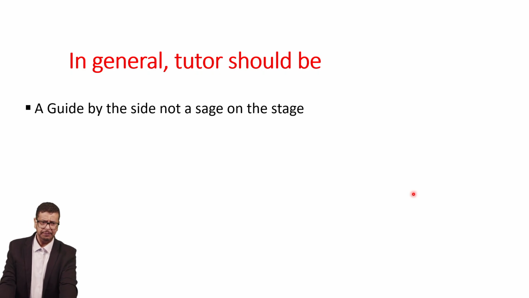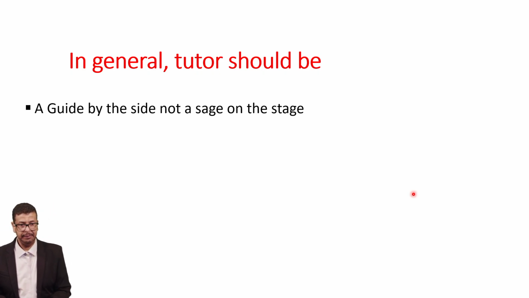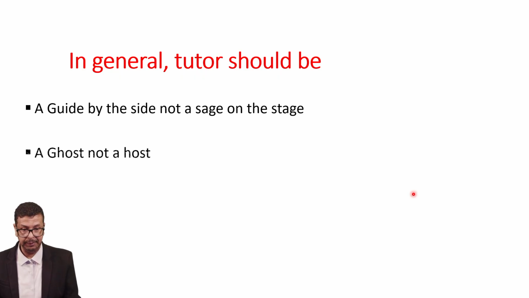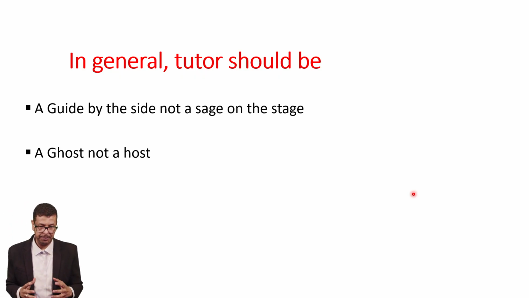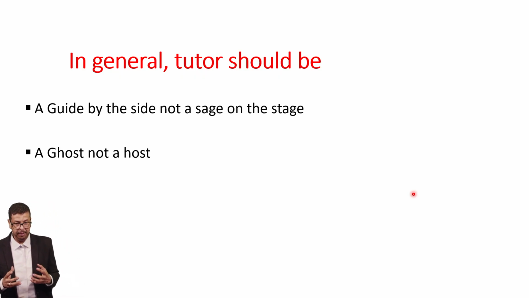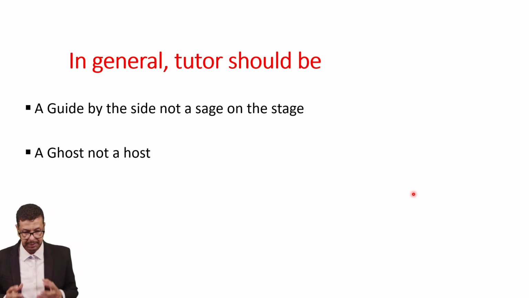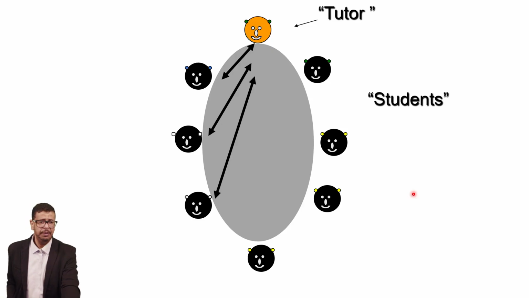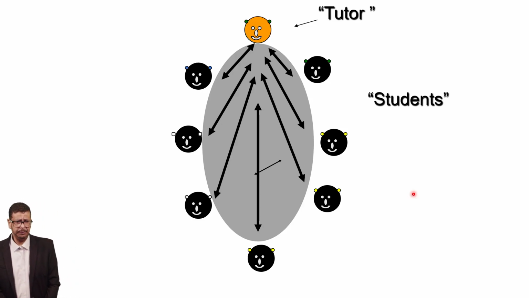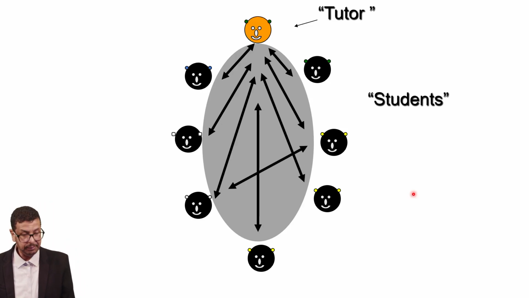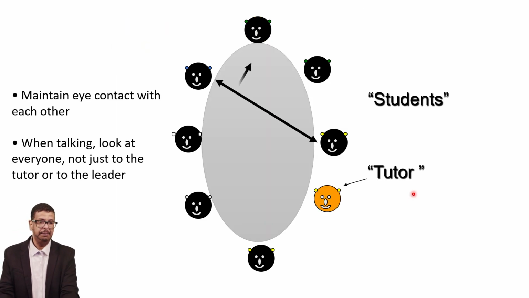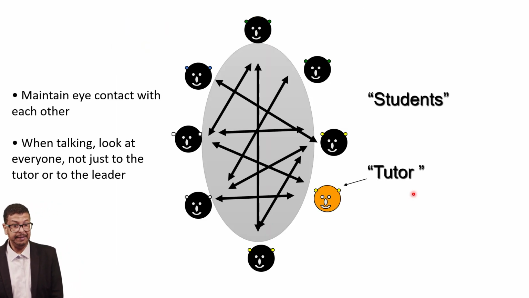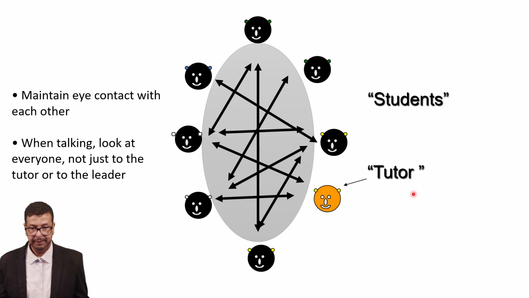And the role of the tutor is to be a guide on the side, not a sage on the stage. This is very important. And to be like a ghost, not a host. So the best term to describe the role of the tutor in problem-based learning is to be actively passive. So this is what tutors do in the classical, traditional way. But here in problem-based learning, the tutor is joining the group as a member, while the leader, as you can see here, is leading the discussion.